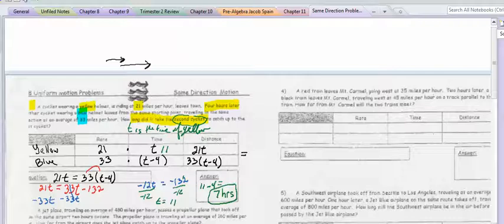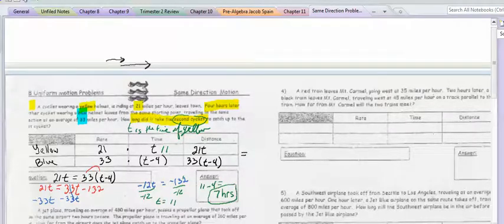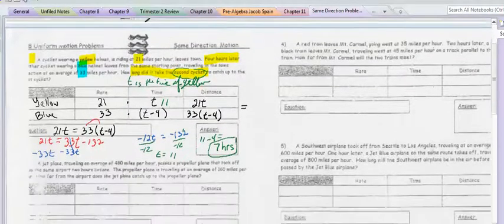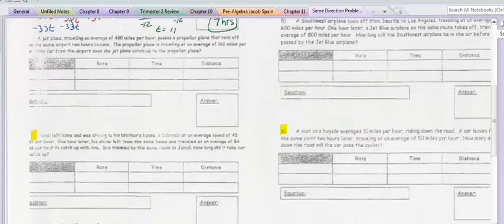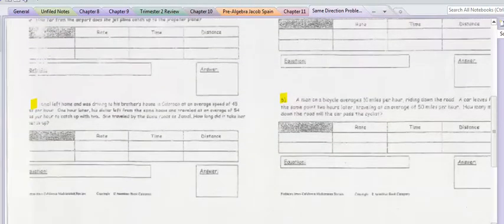Okay, that's the first one. Okay, let's go down. Let's do number 3. Okay, so it says, a little hard to read, so I'll read it to you. Somebody's name here, I'm not sure what it is. Oh, Jamal, I think it is.